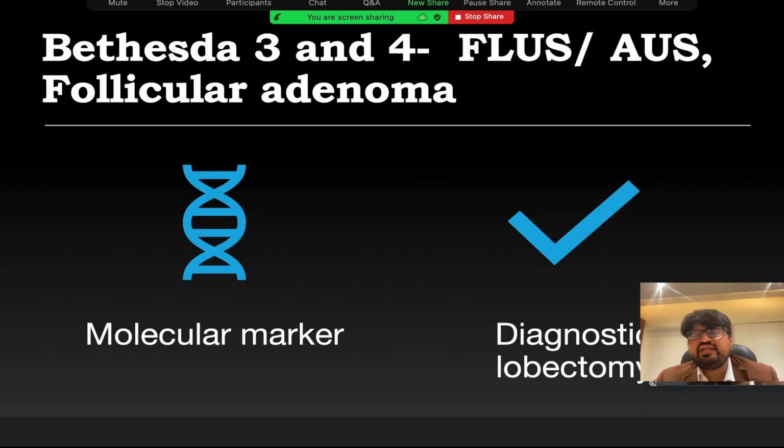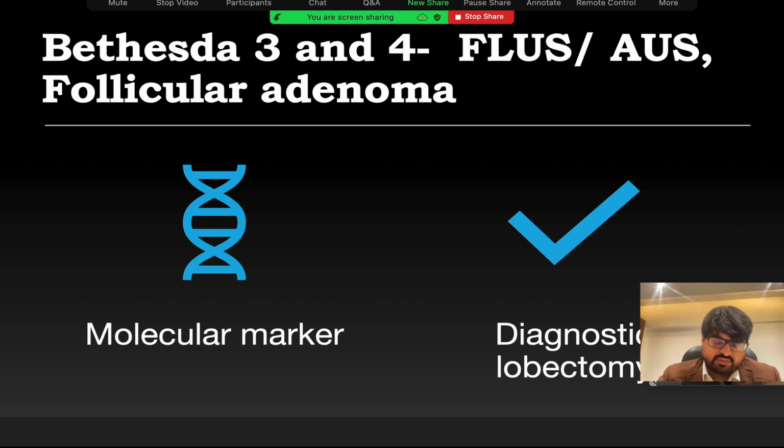What about Bethesda 3 and 4? Bethesda 3 and 4 is where you have indeterminate pathology. So you have something known as FLUS or AUS, or you have follicular adenoma, where follicular cells are seen. But remember, a follicular adenoma and a follicular carcinoma cannot be differentiated based on an FNAC. So that's the clinical challenge. That is one of the cases where you have difficulty in making a confirmed diagnosis.